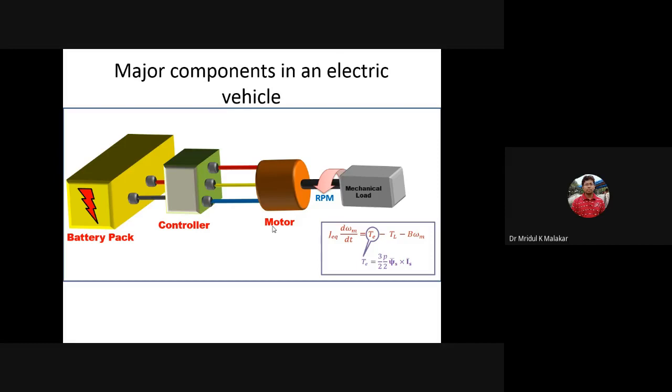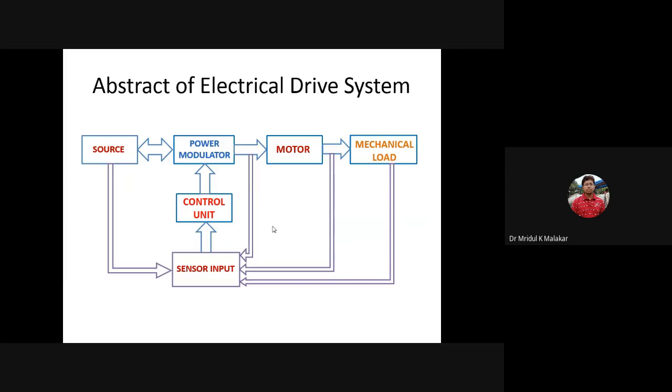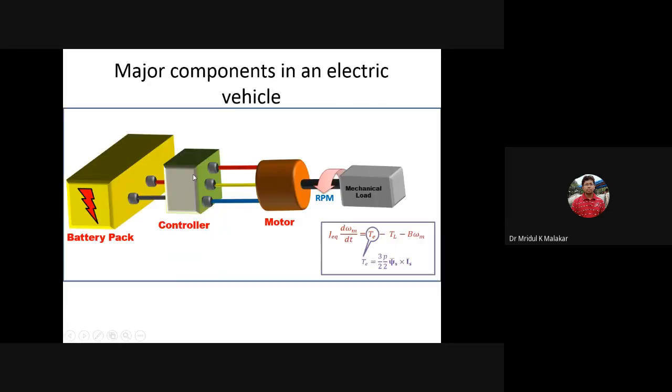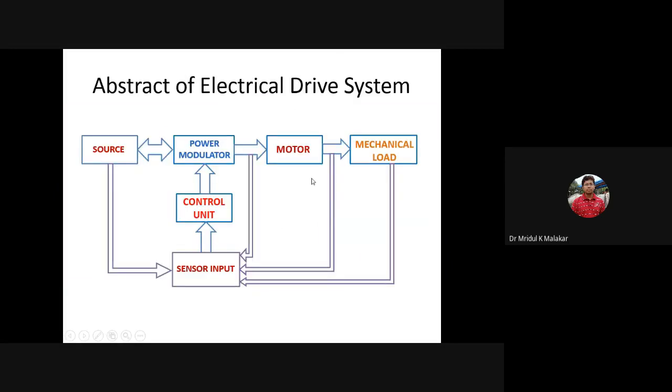Next, this is the system. Once you fully understand the system, you can implement your algorithm more elaborately. Next, I can go to a more abstract version of this electrical drive system. Now see that this is the system. Battery is there, controller is there, motor is there, mechanical load is there. So I know the one system. But now here you see that one motor is there, like a robotic arm.